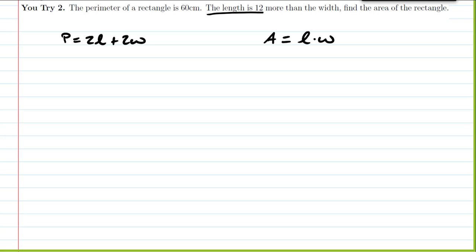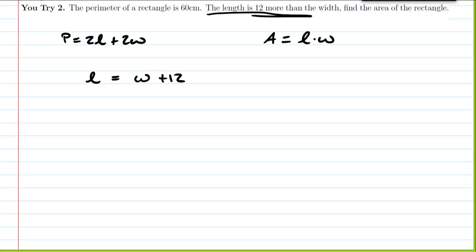We're given that the length is 12 more than the width. So we'll start with an equation that we know isn't true, which is L equals W. We know that's not true. In fact, we're told that the length is 12 more than the width. So this one is bigger. So to make that statement true, to make it balance, I have to make the other side of the equation bigger. So if I add 12, since L is 12 bigger, then that would make our equation true. So then L is equal to W plus 12.